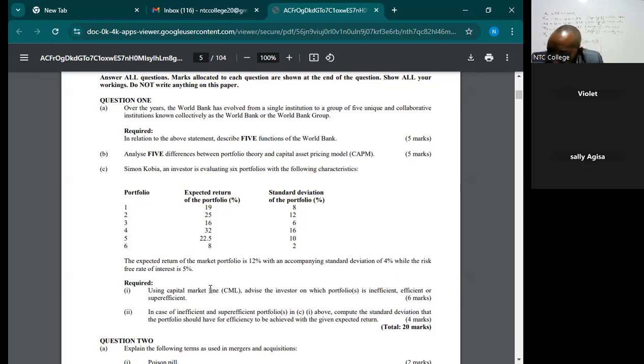Check. That is what they are setting now. So don't confuse CML return and CAPM return. Both of them will help you to get the efficient or whatever, the way you have done. But don't confuse the two.